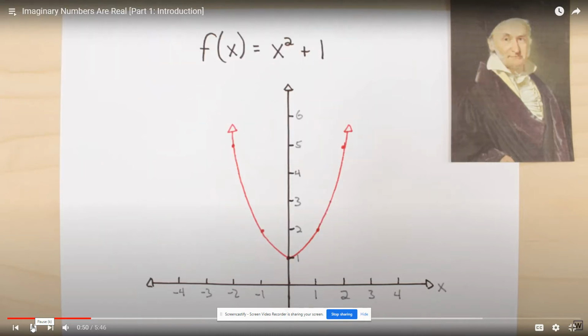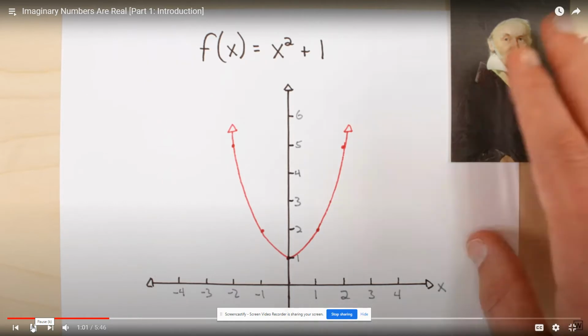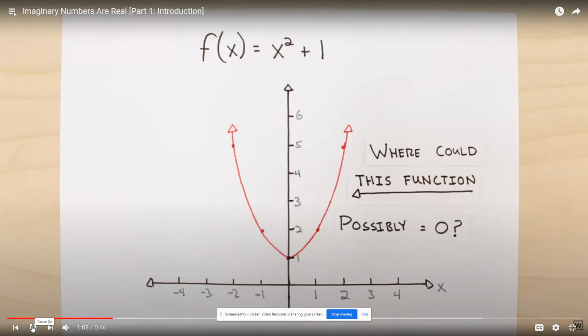So our plot seems to disagree with something so important, it's called the fundamental theorem of algebra, which might be a problem. What Gauss is telling us here is that there are two perfectly good values of x that we could plug into our function and get 0 out. Where could these two missing roots be?